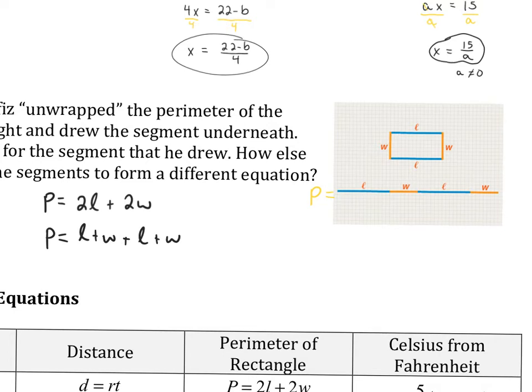Just for clarification, I draw my L's like this with cursive, just like they did over here, because oftentimes in a book, it's going to be italicized. That means it's written to the side, slanted a little bit.